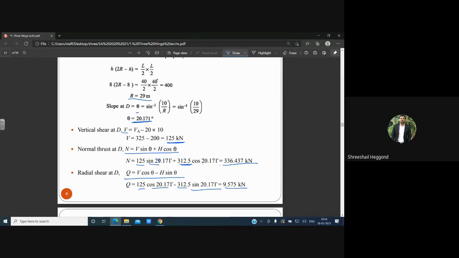Okay, everybody is getting the same answers for this numerical. Next one. Instead of going on solved numericals, I'll go with unsolved one.